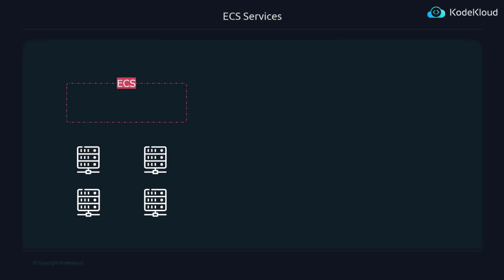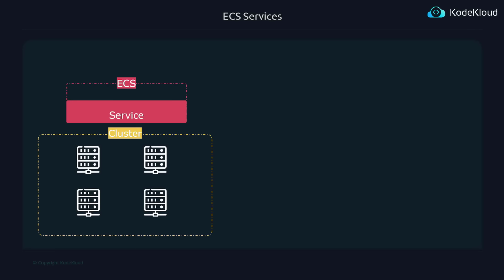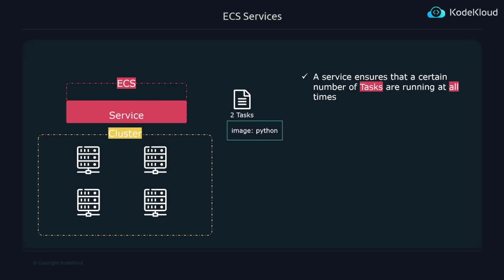So the next thing I want to discuss is a concept called an ECS service. So what is a service? A service just ensures that a certain number of tasks are running at all times. So let's say we have an application and it's just a simple Python application, and we want 2 instances or 2 containers of our application running at all times. We would provide this instruction to the service. We're going to say, hey, I want 2 separate tasks or 2 separate instances of my application.